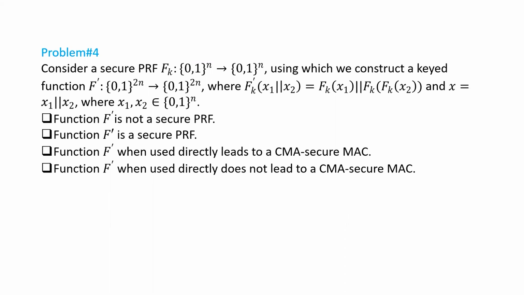Consider a secure PRF f_k from {0,1}^n to {0,1}^n, using which we construct a keyed function f' from {0,1}^2n to {0,1}^2n, where f'_k(x1 concatenated with x2) is equal to f_k(x1) concatenated with f_k(x2), and of course x is x1 concatenated with x2. Then you have a comment about whether f' is a secure PRF or not, and even if it is secure, whether it leads to a CMA secure MAC or not.